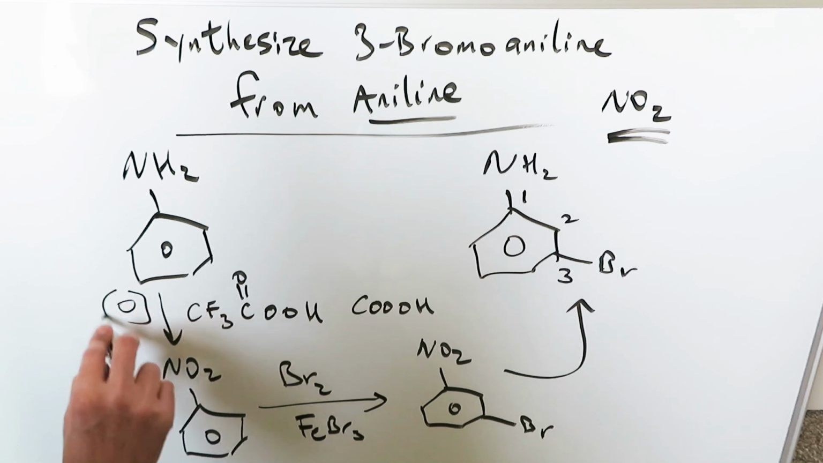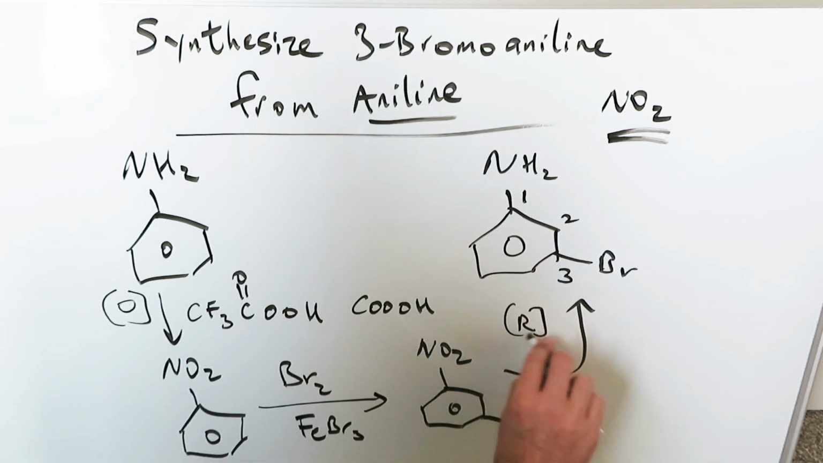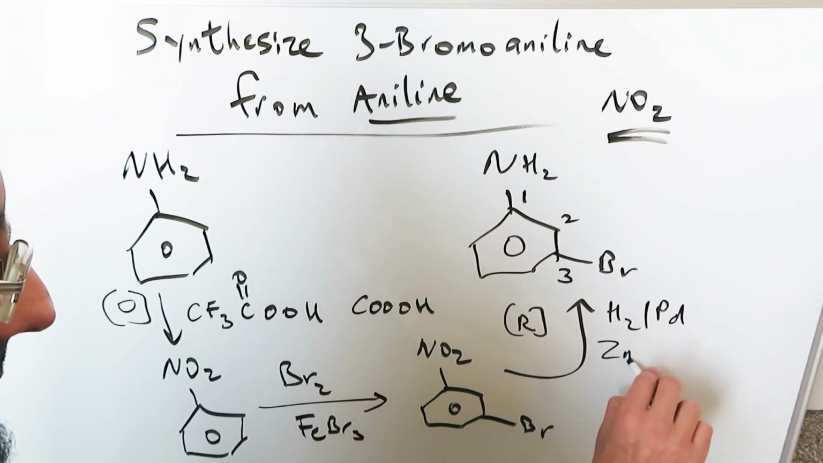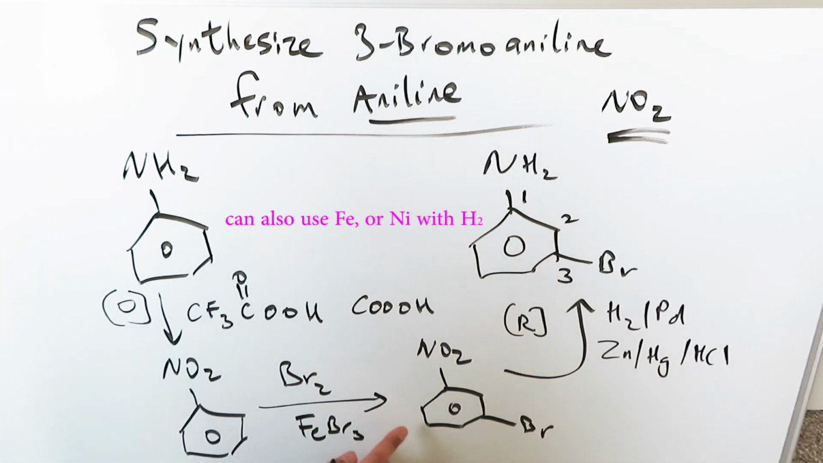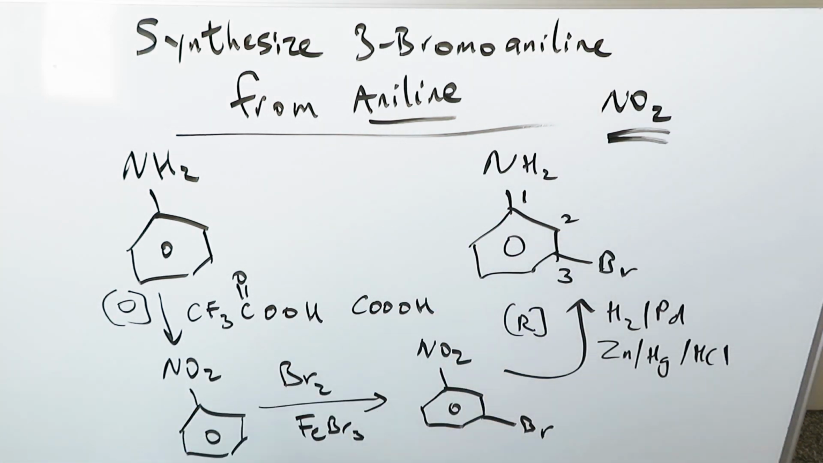Here's our oxidizing agent, trifluoroperoxyacetic acid. My reducing agent is what? It could be a bunch of items, hydrogen and palladium catalyst, or you can even do zinc in the presence of mercury, and you can do HCl. These are your good reducing agents. It will convert the nitro back to your amino group, and that right there will be your end result.